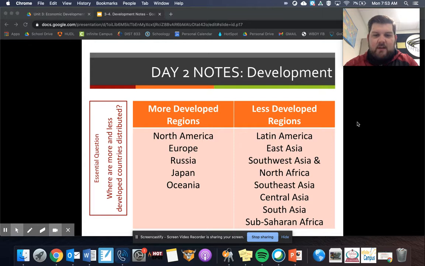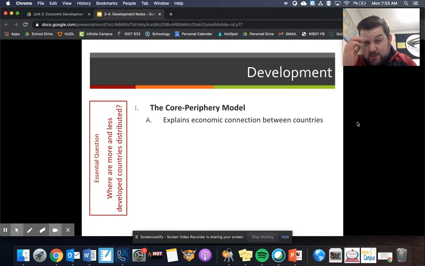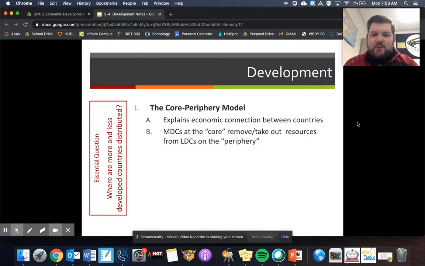Okay, today the first thing we're going to talk about is the core periphery model. This is definitely going to be on your test. What this model does is it explains the economic connection between countries. If you think back to that intro activity that we did, one of the questions was which kind of countries would be at the core, and this is where that is going to make a lot more sense.